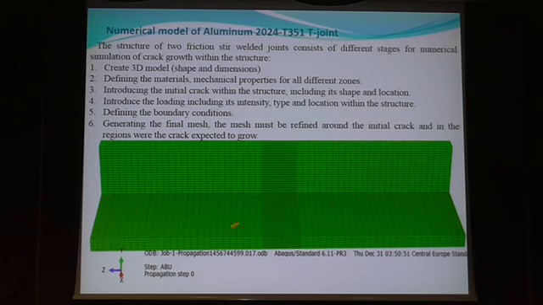This here is the mesh, that is step number 1, to create the 3D model. Then step number 2, defining materials, mechanical properties for all different zones. As I told you, they are different in elastic, plastic, static loading, but not later in fatigue crack growth. Then introducing the initial crack, which is shown here. Then introduce loading and boundary conditions, of course. Finally, generating the mesh, which is given here.